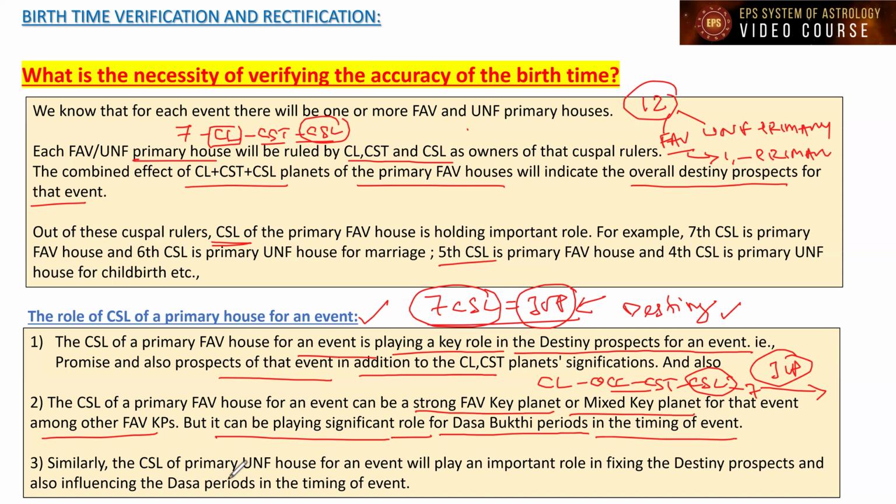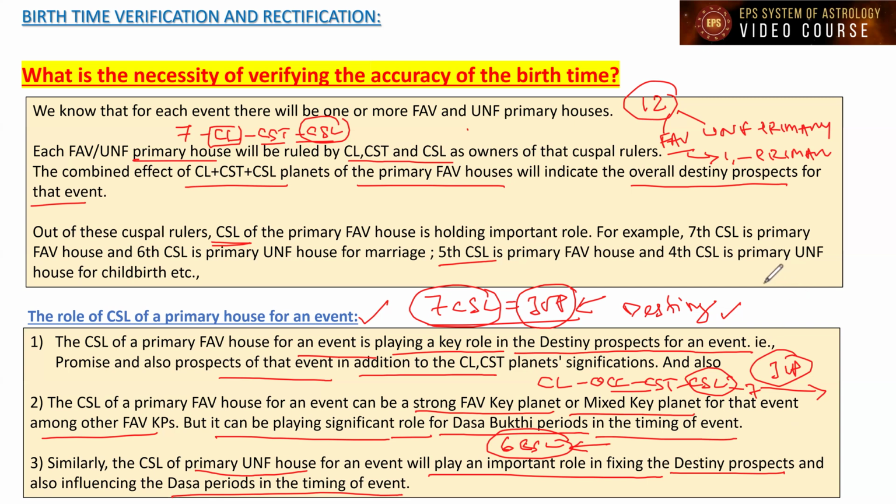Similarly, the cuspal sublord of the primary unfavorable house for an event, here the sixth cuspal sublord, will play an important role in fixing the level of destiny and also in influencing the dasa periods for the timing of the event. Just as we take the seventh sublord as a favorable or mixed key planet, the sixth cuspal sublord planet also plays an important role in fixing the destiny prospects.